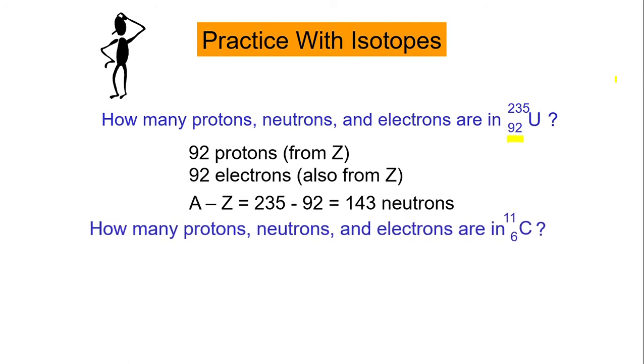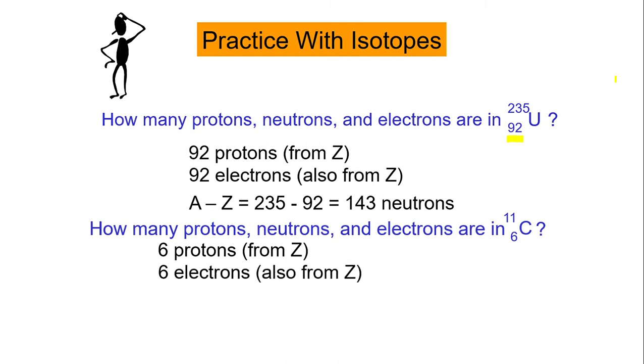Let's try another one here. How many protons, neutrons, and electrons would be in an atom of C11 or carbon 11? Very good. Number of protons comes from the atomic number on the bottom left there, so 6. There's no charge on this atom, so it should have the same number of electrons. Very good. And the number of neutrons, 11 minus 6, that's 5 neutrons. Okay, so you should be able to do this.